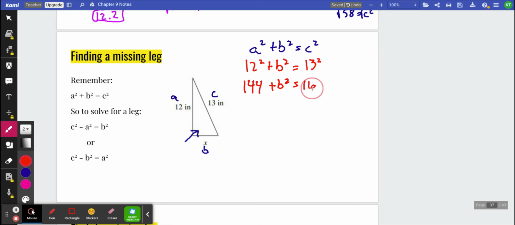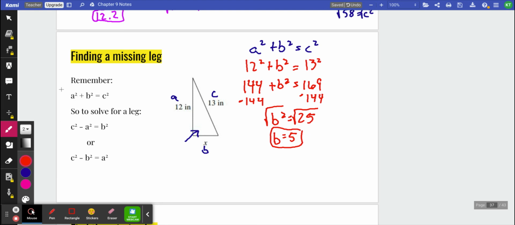13 squared is 169. If I subtract 144 from both sides, we get b squared equals 25, right? Now, 25, again, that doesn't make sense because it has to be less than the hypotenuse 13. We have to remember our last step, which is square rooting, and we get b equals 5, right? So b equals 5.